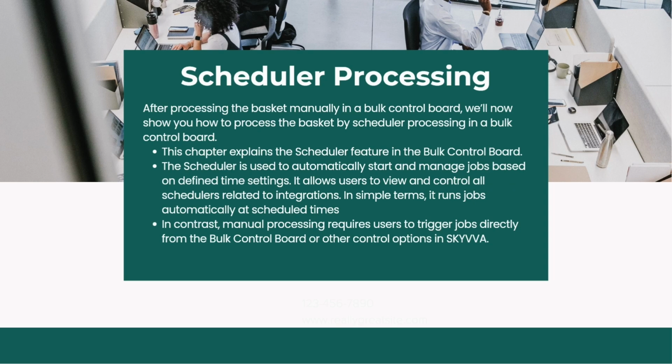This chapter explains the scheduler feature in the bulk control board. The scheduler is used to automatically start and manage jobs based on defined time settings. It allows users to view and control all schedulers related to integrations. In simple terms, it runs jobs automatically at scheduled times. In contrast, manual processing requires users to trigger jobs directly from the bulk control board or other control options in SKYVVA.